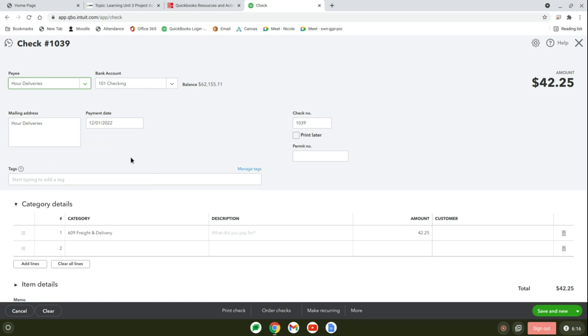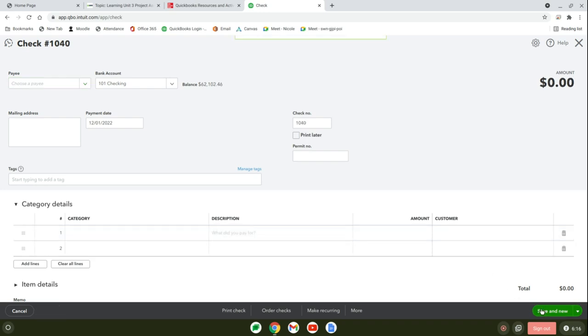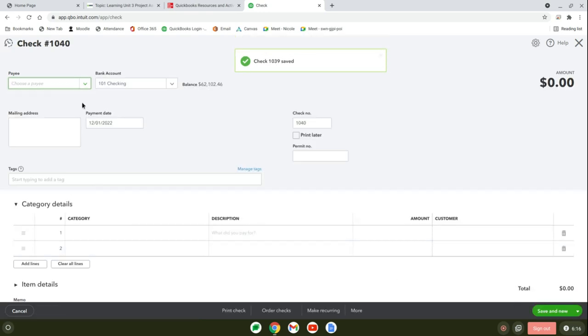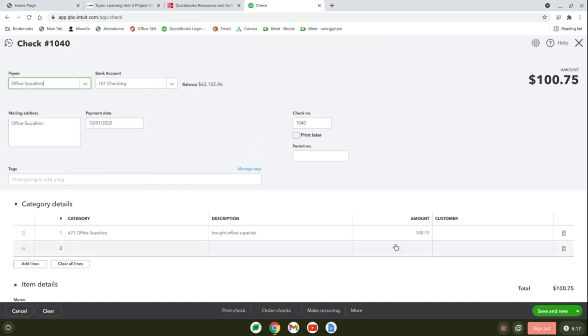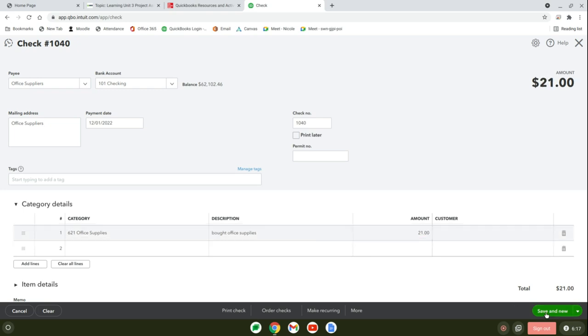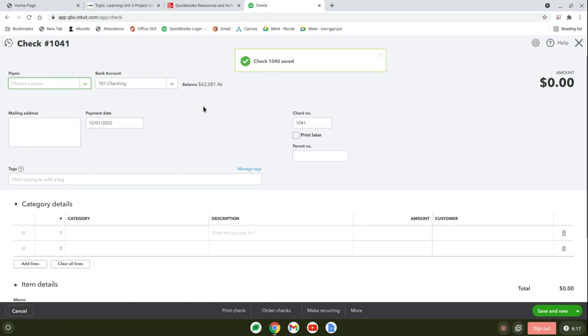The next one is Hours Delivery with an H. We should have check number 1039 because that last one was ATM. And then you're going to just override the amount, and it's $52.65. Save and new. This is our last one. I'm still going to do save and new to make sure we have the correct balance. It's Office Suppliers. And you're just going to override and put $21. Select save and new, and let's make sure we have the correct balance. It says 62081.46. Okay, and I'll show you that here.